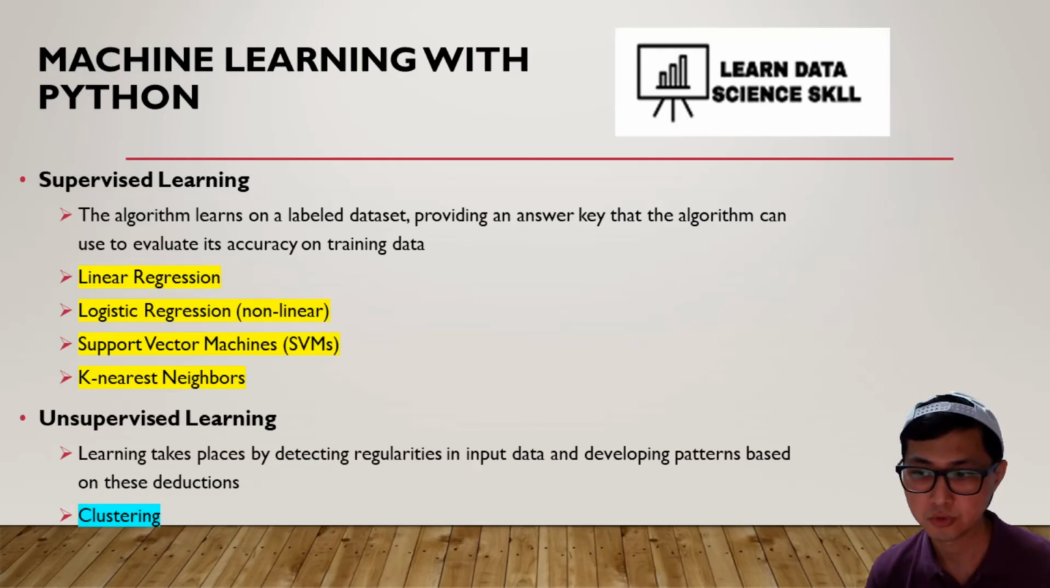For unsupervised learning, unlike supervised learning, the machines are not given a labeled dataset. Instead, the machine will try to identify patterns or regularities from the data itself, and then make some deductions or classifications from there. For unsupervised learning, we are going to look at different examples of how we can use clustering.